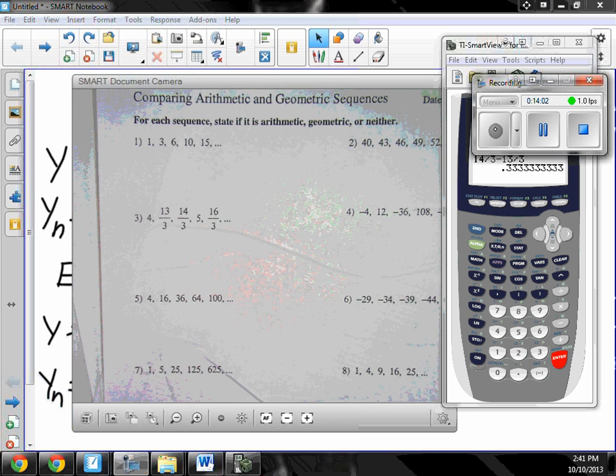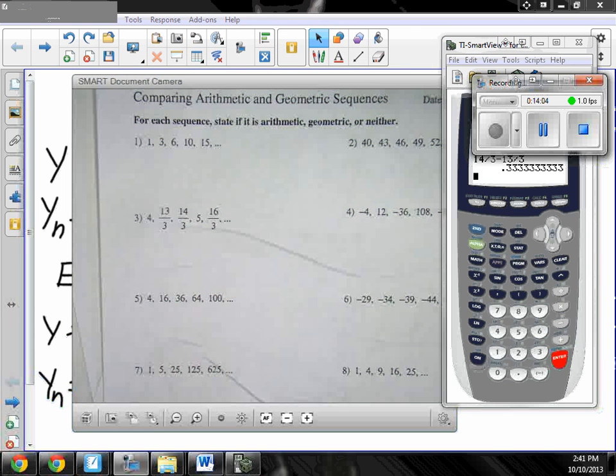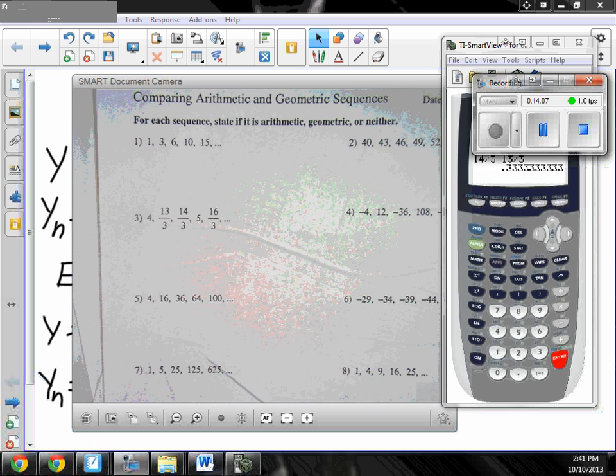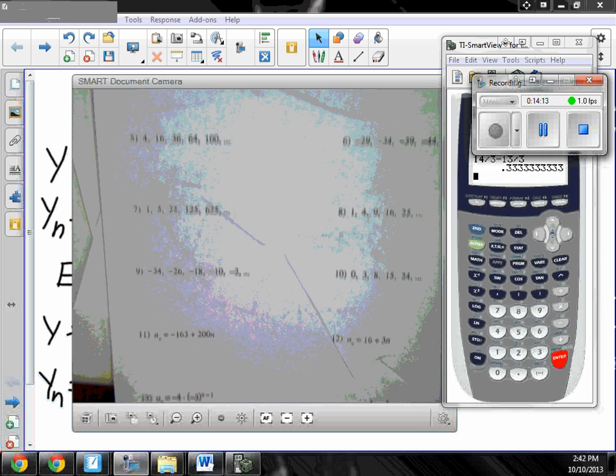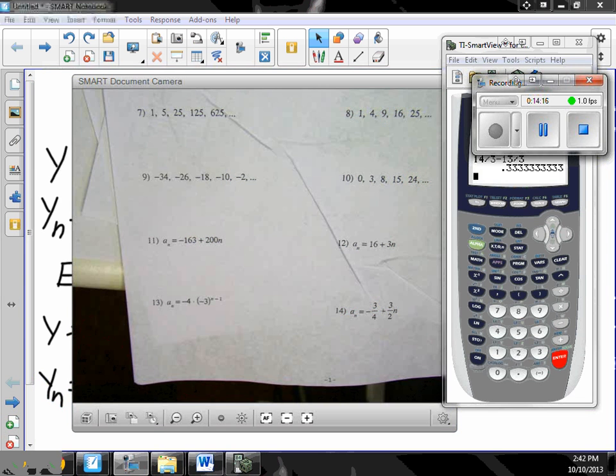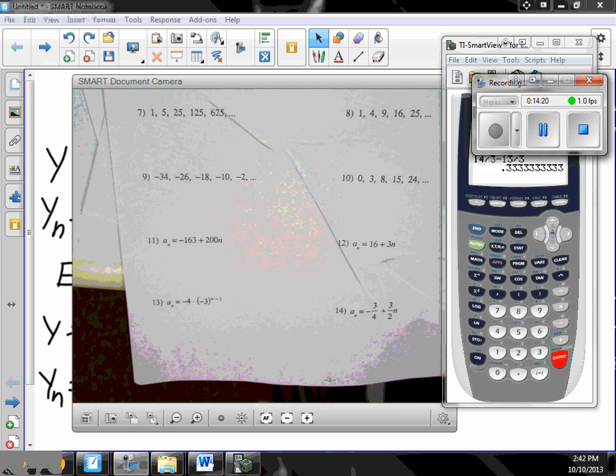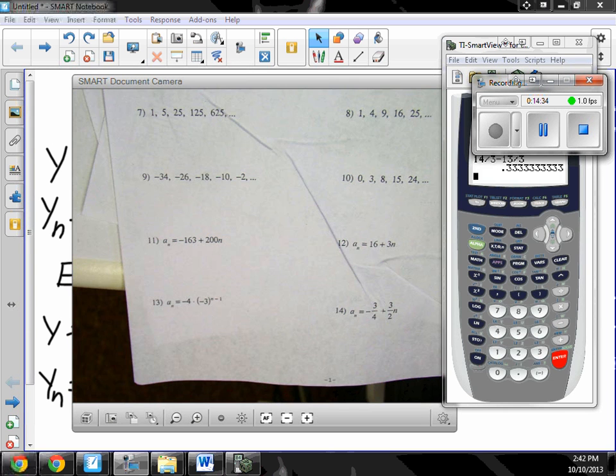All right, so looking at number 7, what type of sequence is number 7? Geometric. Common ratio? Times 5. Number 8? Neither. What was the pattern in 8? So +3, +5, +7, +9. Add 2 more than you added the previous year. Number 9. Number 9 is arithmetic. Common difference would be adding 8.